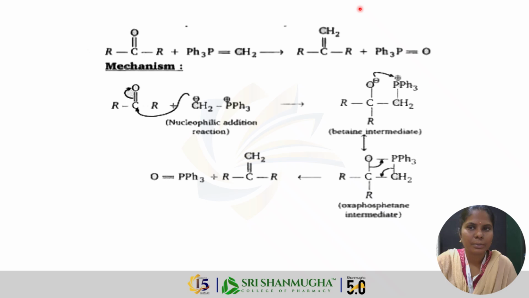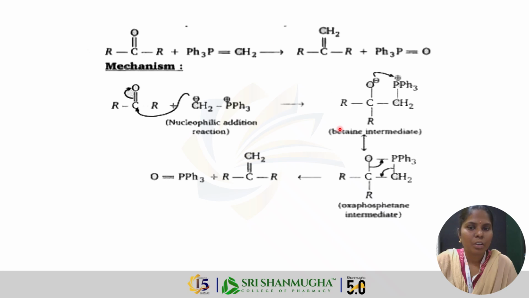As a result, the betaine intermediate is formed. This intermediate has both positive and negative charges. Next, the betaine intermediate rearranges to form a four-membered ring structure called the oxaphosphetane intermediate.